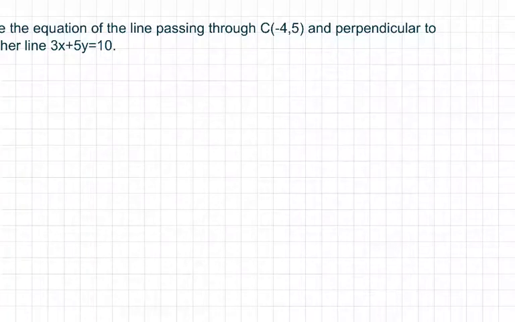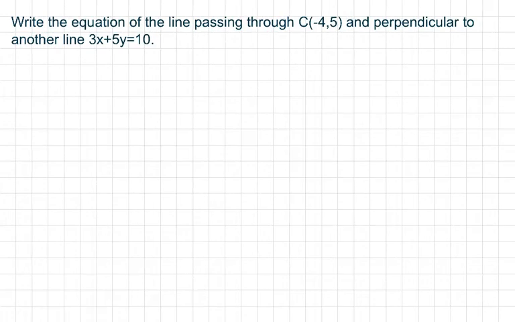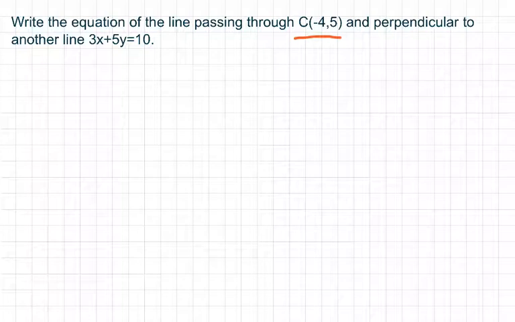So again, this is a situation where we're given a point, C negative 4, 5. Oh, there we go. There it is. Perfect. Okay. C negative 4, 5. And it's perpendicular to a totally different line, 3x plus 5y equals 10. So that's our other piece of information.